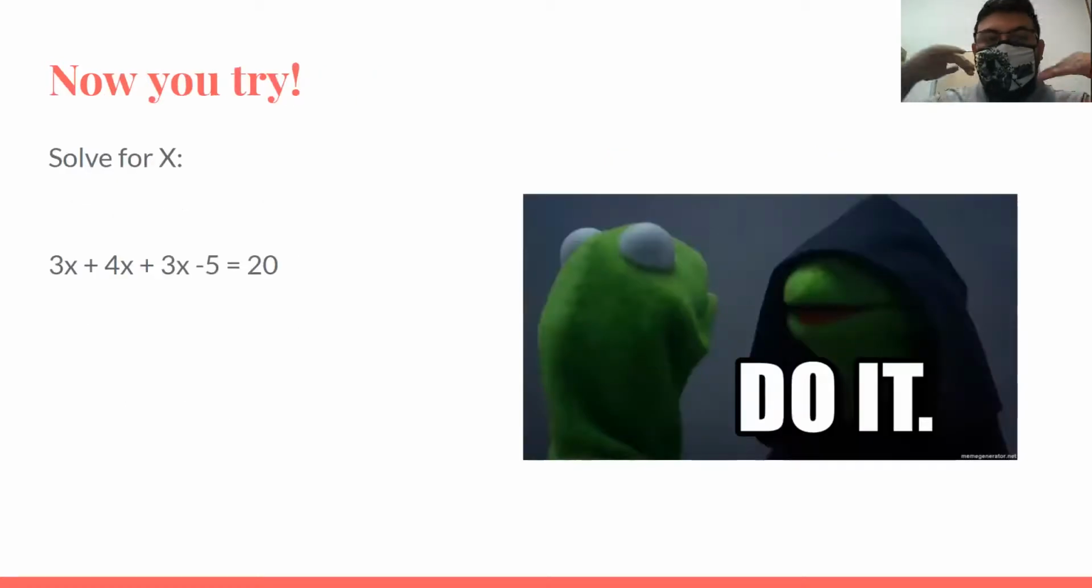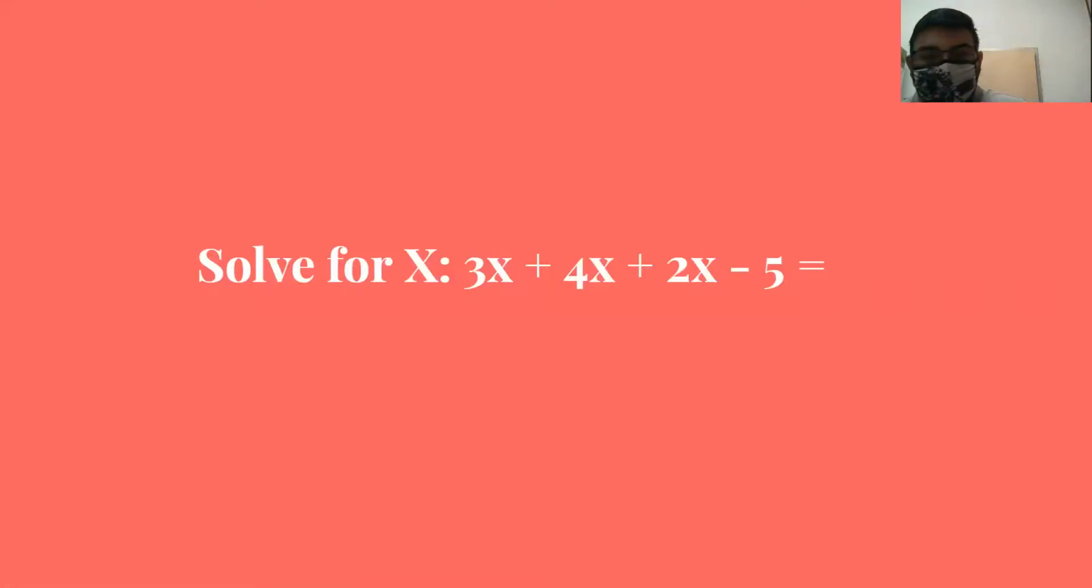So now I want you to try solving for x with like terms. So 3x plus 4x plus 2x minus 5 equals 20. How do you do it? Practice it. All right. Pause the video, take a few seconds, do what you got to do. But otherwise, we're going to keep moving on. Oh, we got one on the red side. So yeah, solve for x. 3x plus 4x plus 2x minus 5 equals, what is it? 20. My bad. I will fix that on the slide before it's uploaded onto Google Classroom.